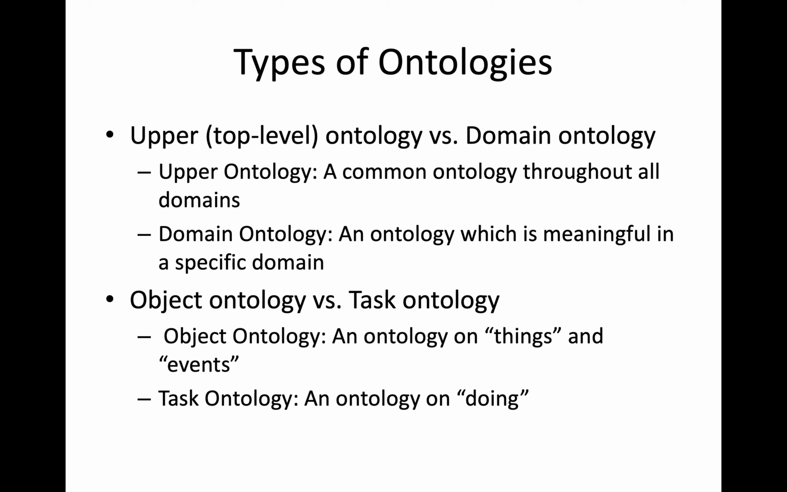while domain ontology defines a specific domain only, and it is used to communicate information or knowledge about the specific domain only. Or it could be an object ontology or task ontology. Object ontology is an ontology on things, right? So things or events.